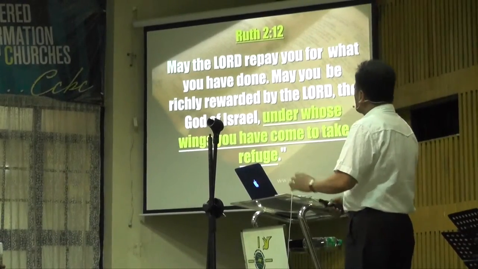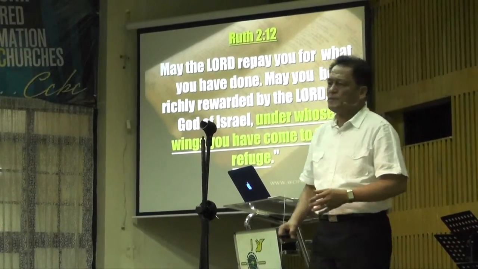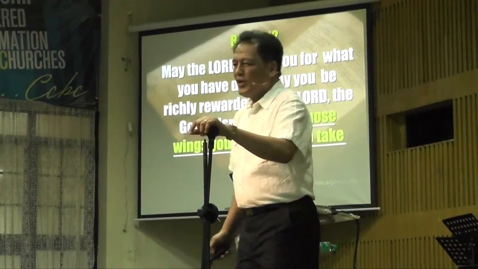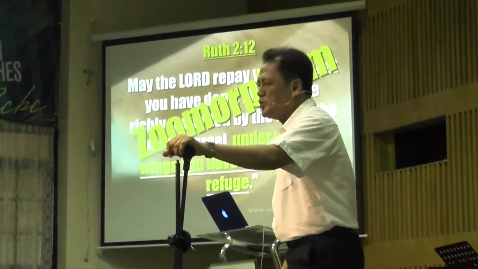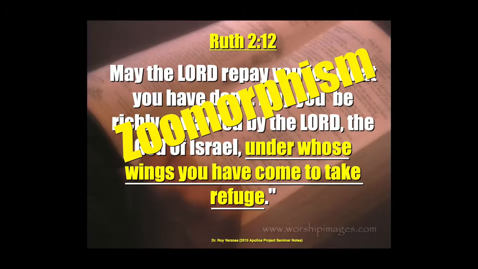And then how about this one? Under whose wings you have come to take refuge? The Lord has wings. That's zoomorphism. So these are animal characteristics that we attribute to God.